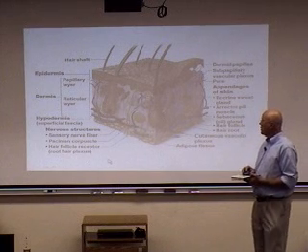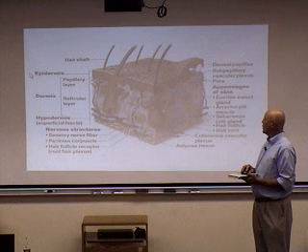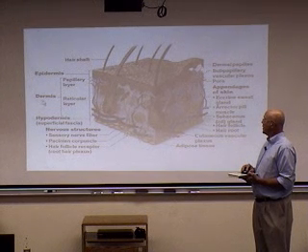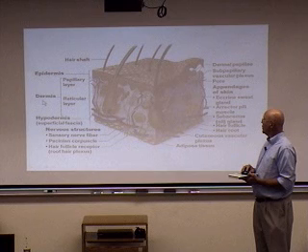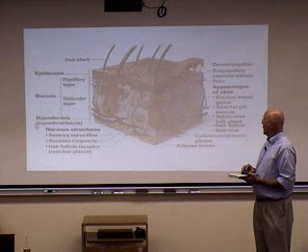Here is a cross-section of the skin. Notice here are the layers I talked about. Here is the epidermis, the outermost layer. Here is the dermis, the middle layer, where the accessory structures lie. And here's the hypodermis, the lowest layer, the innermost layer.